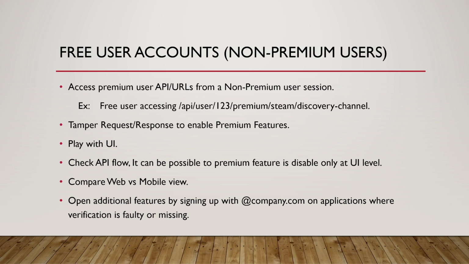Check API flow. For example, there are applications that restrict premium access only through the UI but not through the API, right? So always pass the traffic through Burp Suite and see what are the APIs that are getting triggered, and see the data that is coming through these APIs. It might be possible that the data it is showing on the UI and the data that you are seeing through the APIs is completely different. There is some additional data coming which you are not supposed to see as a free user. So this can be a test case.